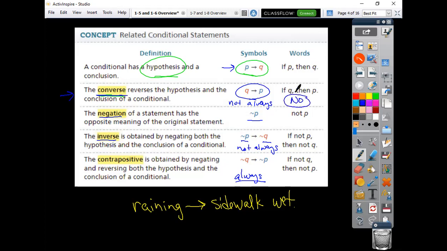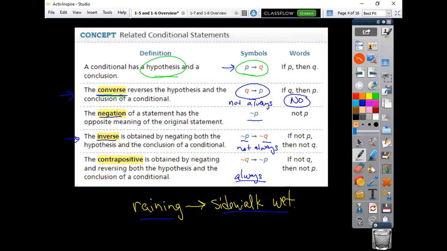And then come down here to the inverse. If it's not raining, then the sidewalk is not wet. Well, again, it could have been wet from a sprinkler, from somebody spilling. So those two are not always true.